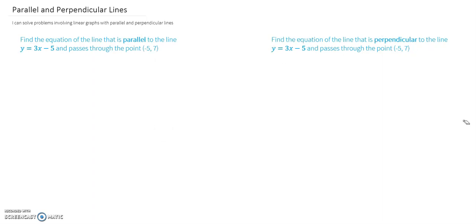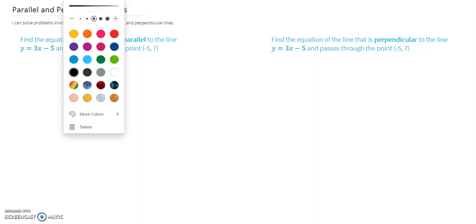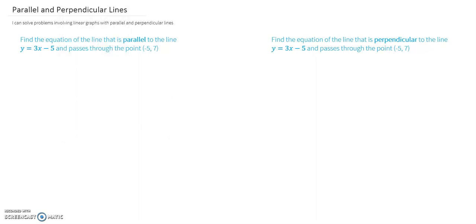So let's do the parallel one first. In this situation, we're first going to find the gradient. Now the original line had a gradient of 3.